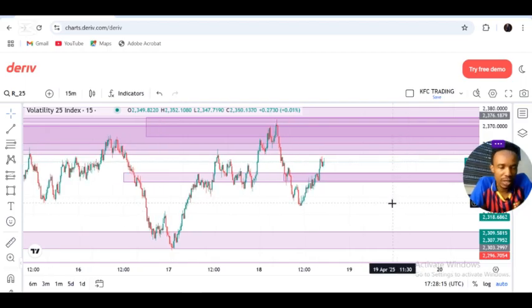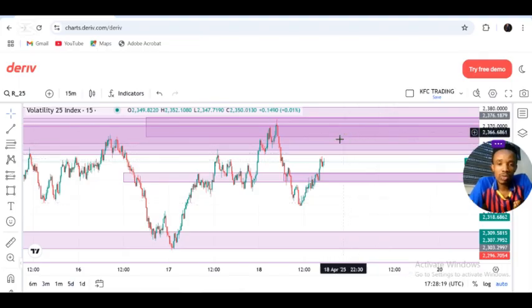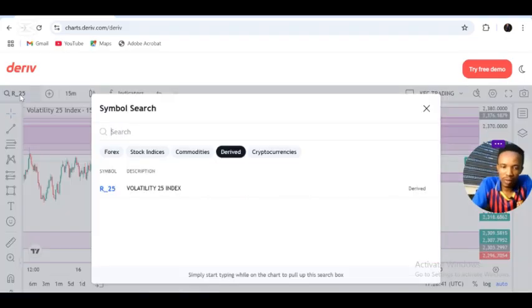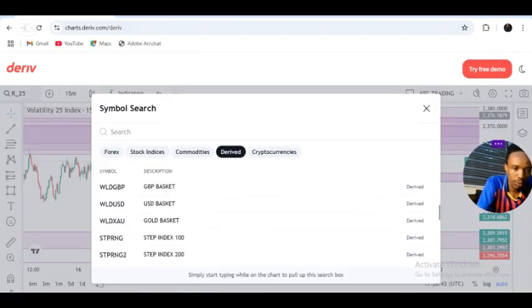Now if you see, I've mapped out the upside liquidity, of which I will not be buying volatility 25 until that liquidity is fully taken out or mitigated. So I'm going to be waiting to see that play out. Otherwise I'm going to be shorting if I find an opportunity, because there's a little range on volatility 25 currently. Otherwise, if that liquidity is taken out, I'll be going long on the bullish move once I see my confirmation. Wait for that update.